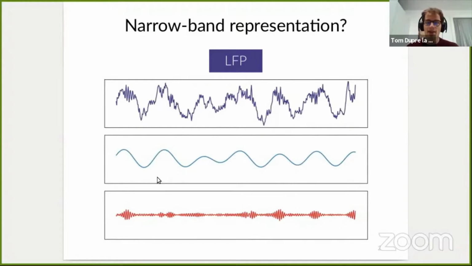But essentially, this is only one signal. And we arbitrarily decide to decompose in two narrow band representations and then say they are coupled. But this is only one signal, and maybe there is a representation where we can have both at the same time and not separate them.